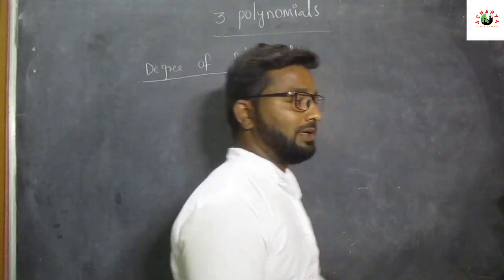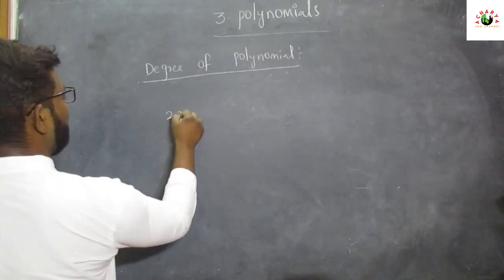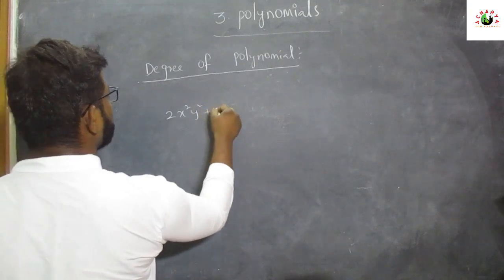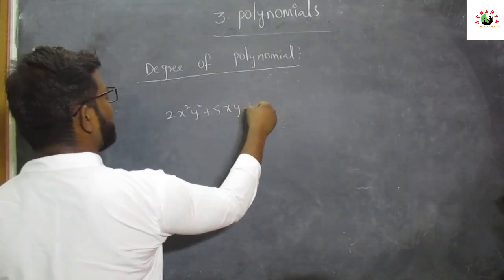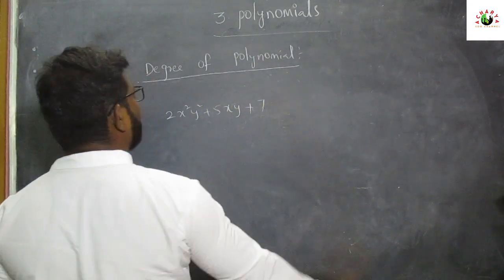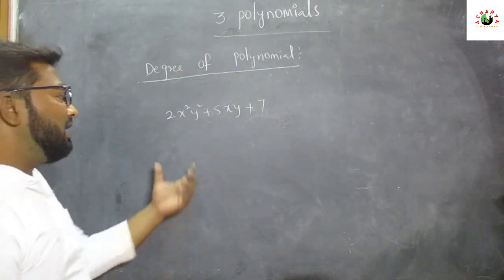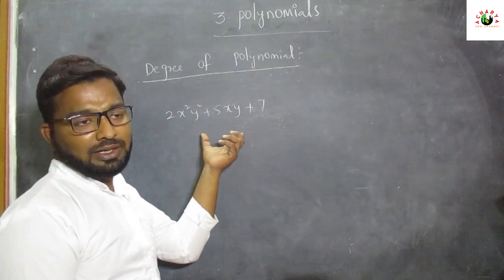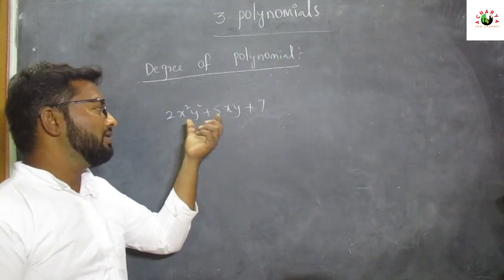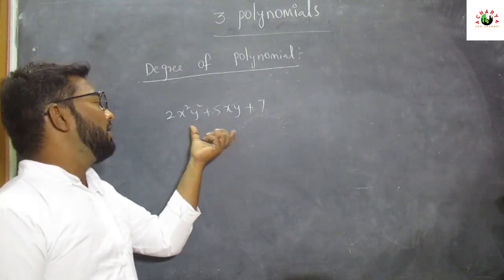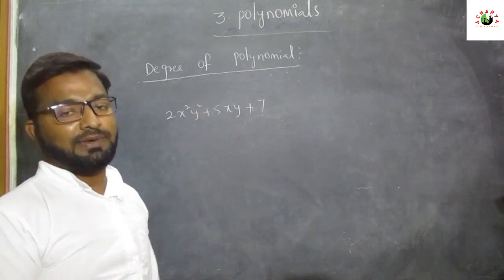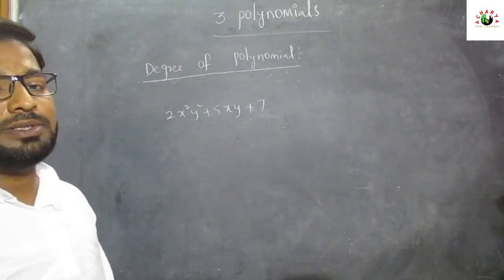Okay, sometimes polynomials are given in two variables, like 2x square y square plus 5xy plus 7. Here this is also a polynomial and an algebraic expression. This is a polynomial in two variables x and y.